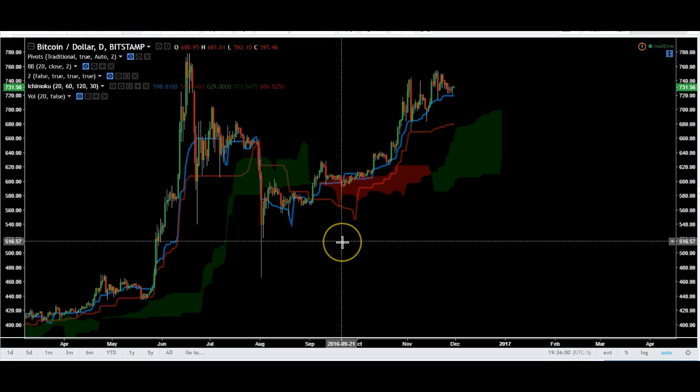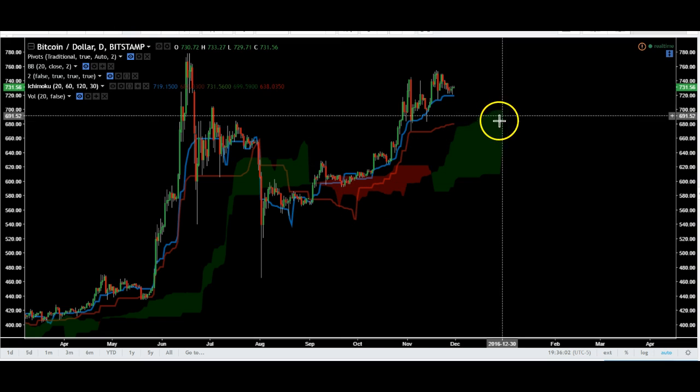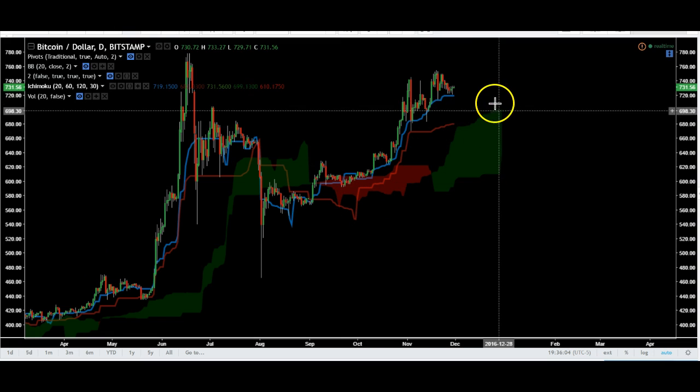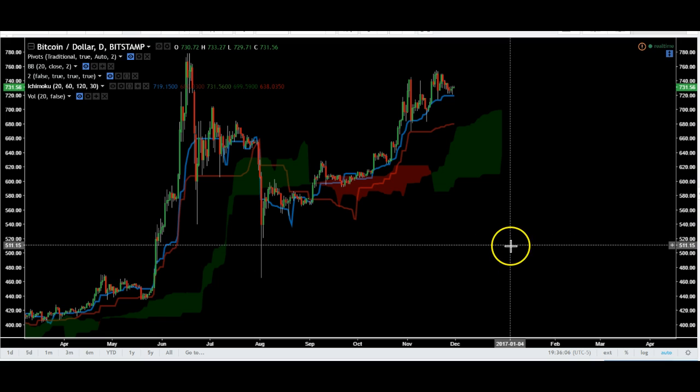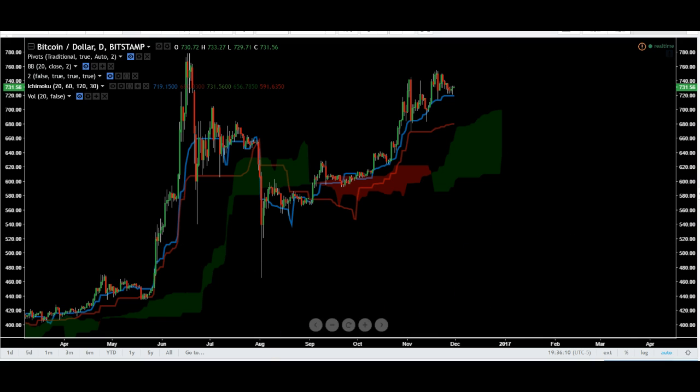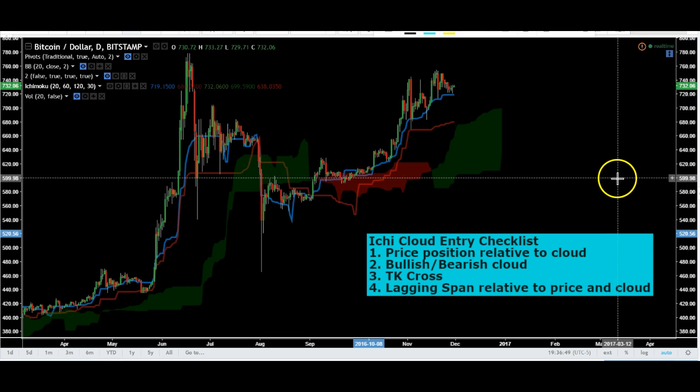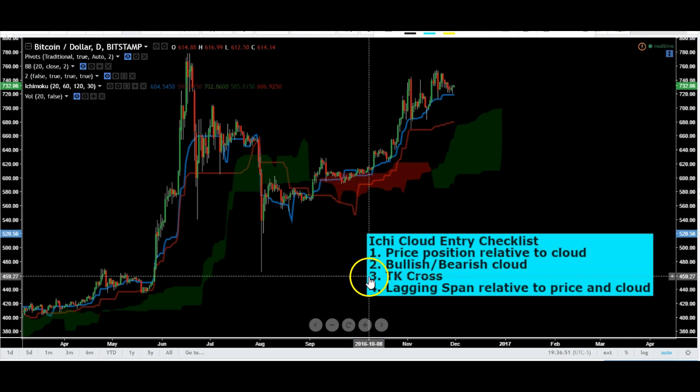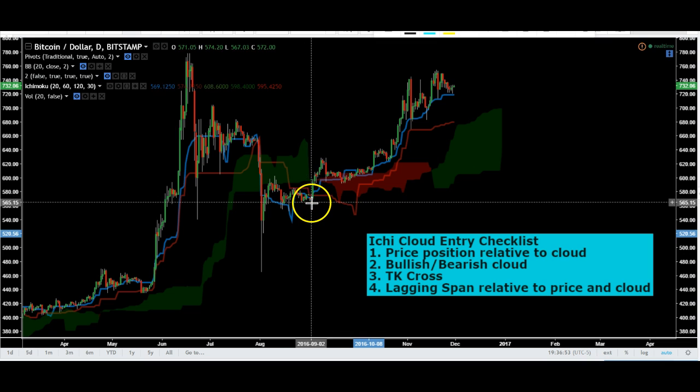Remember, this will capture 80% of the trend. So certainly some crazy stuff can happen in here, but based on the cloud, based on the TK lines, all signs point to bullish. So checking in with the entry checklist, you'll see number 3, TK cross. You want to make sure your cross matches your position. So you don't want a bearish cross while you're long, and you don't want a bullish cross while you're short.